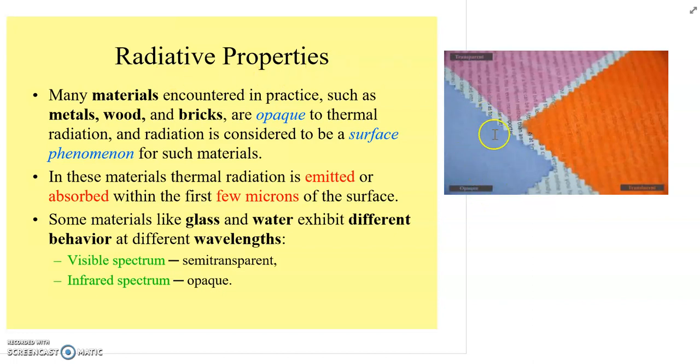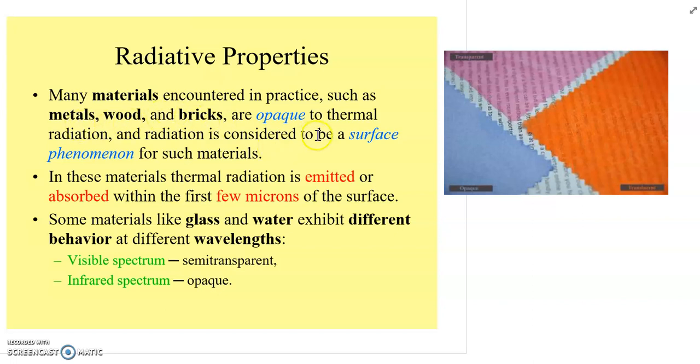For opaque, you cannot see the wording underneath the cloth. For this one, it's semi-transparent, and for transparent you can clearly see through to the writing underneath the cloth. So that is the difference between opaque, semi-transparent, and transparent surface.